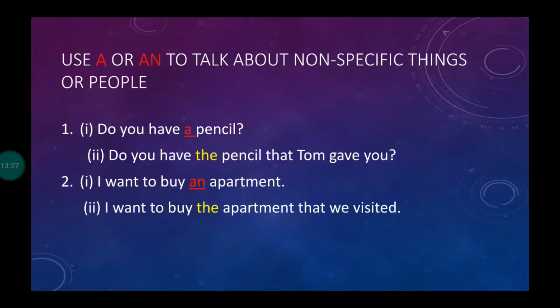The second example: you are talking to your friend and you say, I want to buy an apartment. Which apartment? It could be any apartment. You're just telling your friend of your desire to have an apartment. But in the second one you say, I want to buy the apartment that we visited. After a few days you have gone and seen many apartments and your friend knows which apartment you're talking about. Then you say, I want to buy the apartment that we visited. So it is specific.